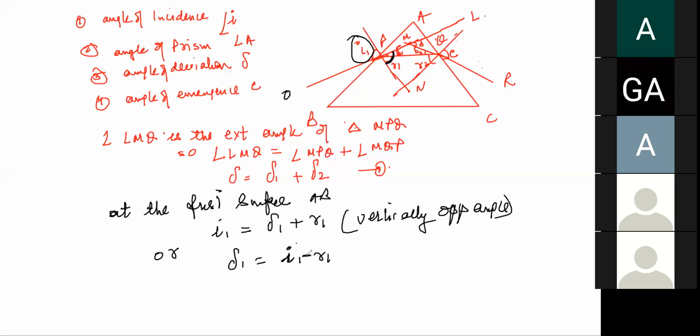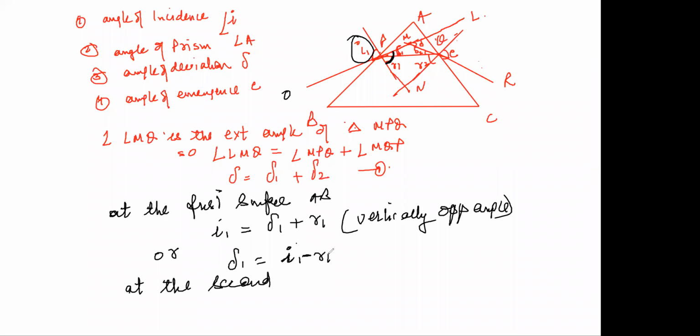Then similarly, at the second surface AC, if I take it as I2, so I2 equals delta 2 plus R2. Delta 2 equals I2 minus R2. Okay. So I know that delta equals delta 1 plus delta 2.